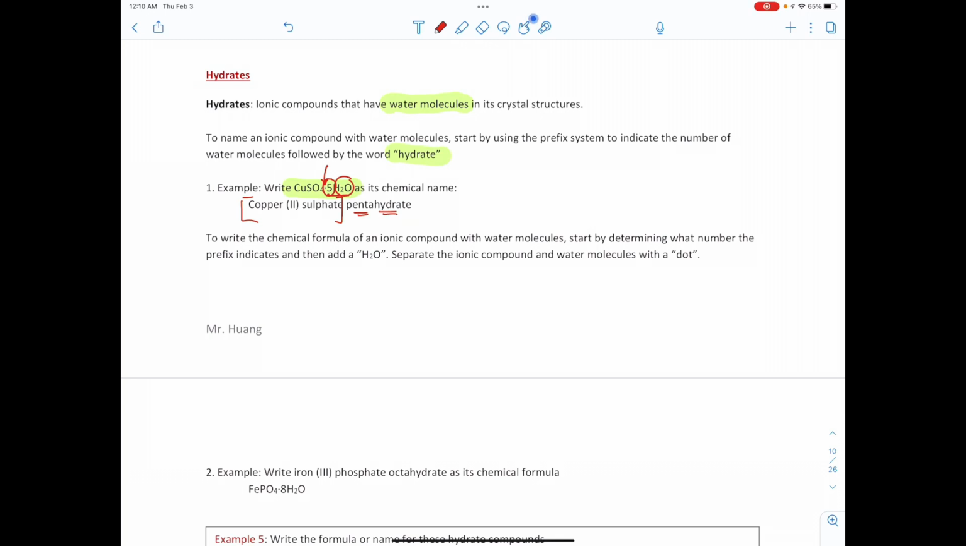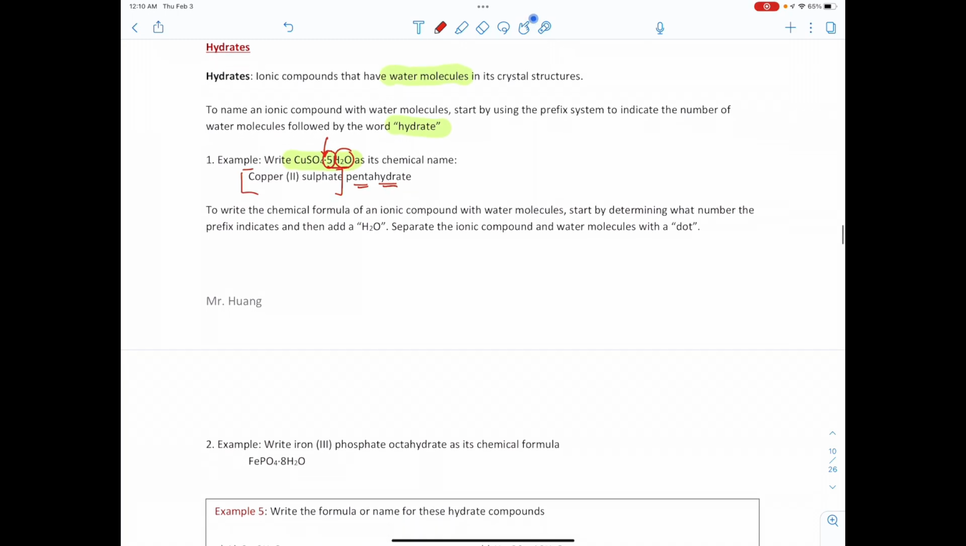To write the chemical formula of an ionic compound with water molecules, we're going to start by determining how many water molecules we have. Then we're going to put H2O as the water molecule, and we're just going to separate the ionic compound and the water molecules with the dot.